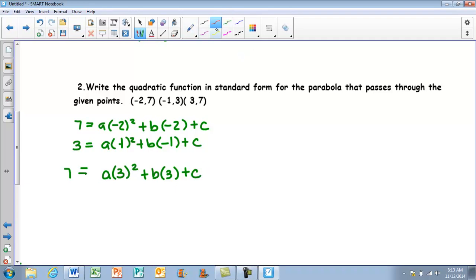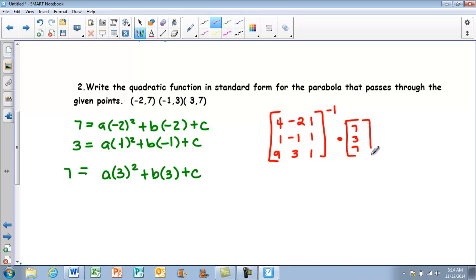From here then, inside your matrix, we are going to have 4, -2, 1, 1, -1, 1, 9, 3, and 1. Remember, you're going to take the inverse of that, and you're going to multiply it by the constants on the other side, so 7, 3, 7. From there then we get 1, -1, and 1. Again, those are your answers for your A, B, and C.